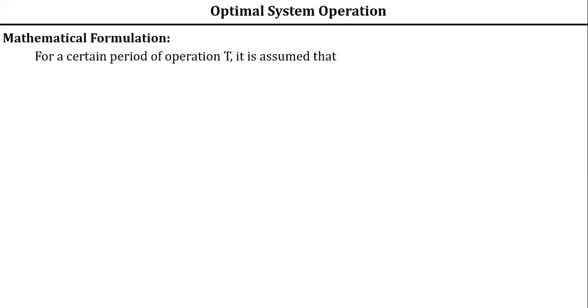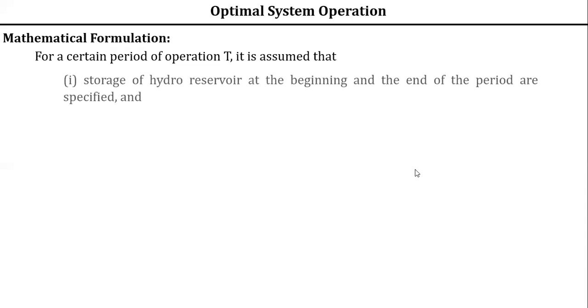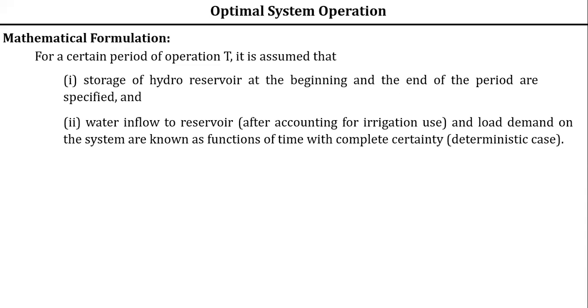Those constraints we have studied; just to refresh, I'm going to show you quickly. How to form the mathematical formulation of the hydrothermal system. For a certain period of operation T, T means a period, which may be considered as 1 day, or 1 week, or a month, or a year.